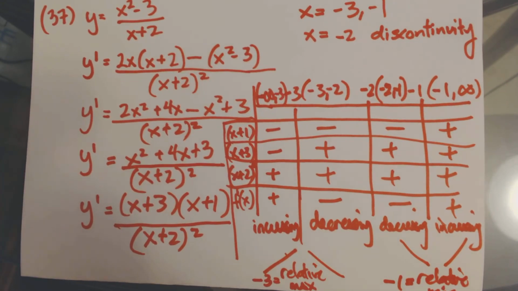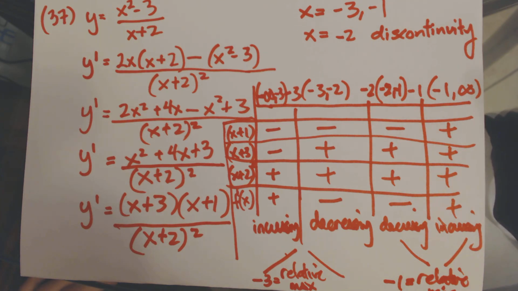All right, that's a lot to do on a small piece of paper. I'm sorry if it looks a little messy, but hopefully you followed it along in the video. We are done with number 37.